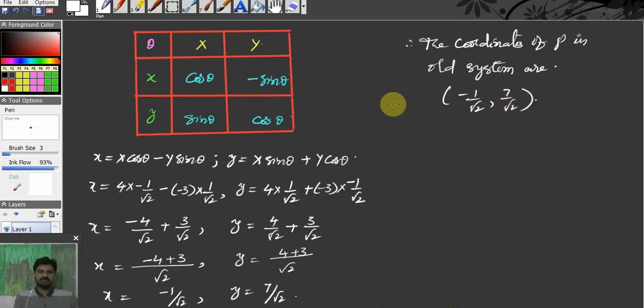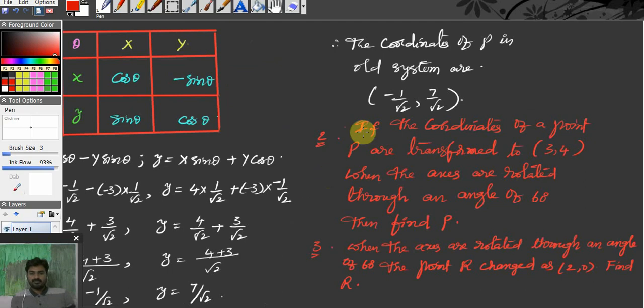Okay, these are the given problems. If the coordinates of a point P are transformed to 3, 4, that means given the coordinates of a point in the new system and the angle of rotation 60 degrees, now find P. That means you find the coordinates of the point P in the world system. Take this problem as homework. Next, one more problem will be given. When the axes are rotated through an angle of 60 degrees, that is theta is equal to 60 degrees.